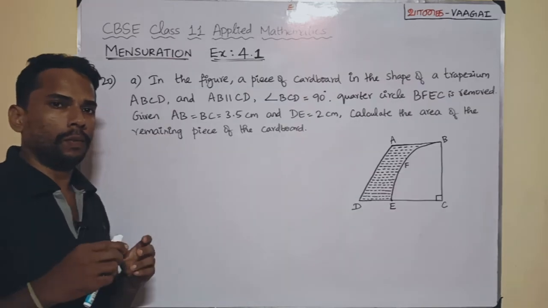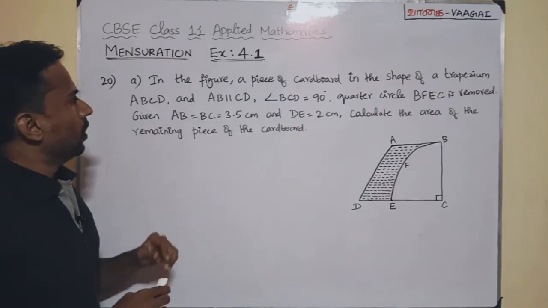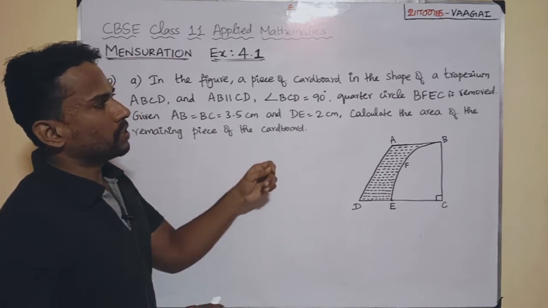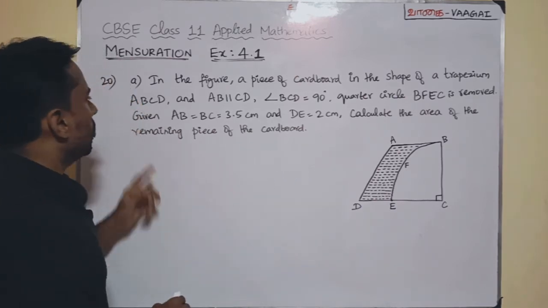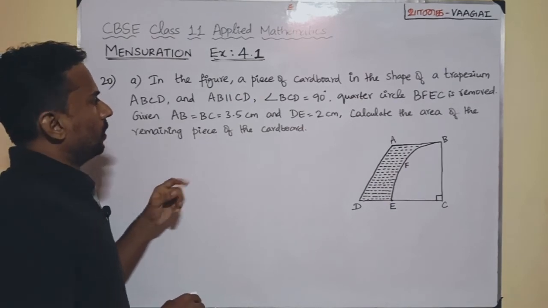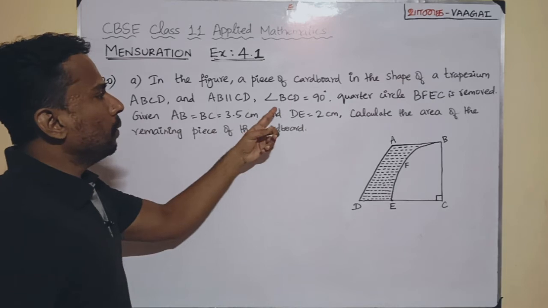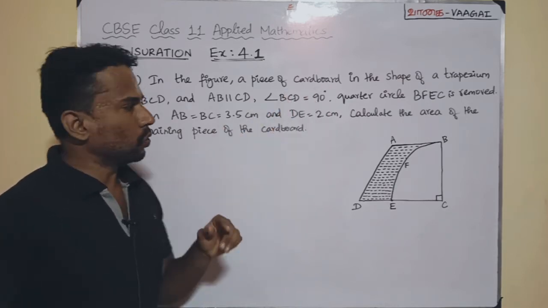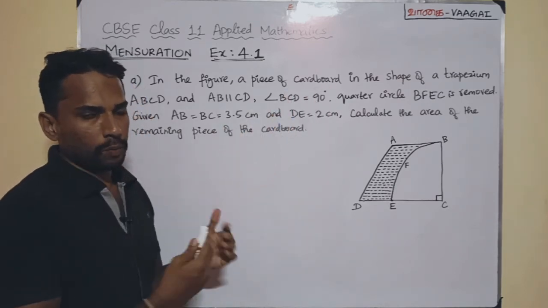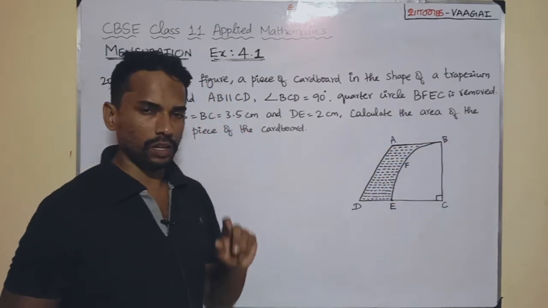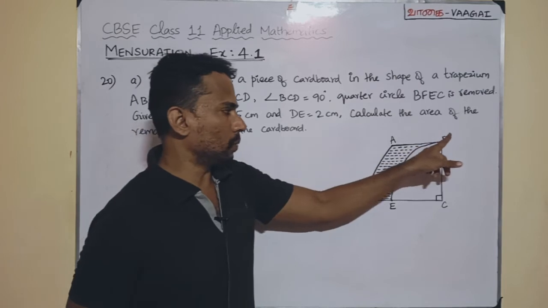We have question number 20, subdivision A. In the given figure, a piece of cardboard in the shape of a trapezium ABCD, and given AB is parallel to CD, and angle BCD is equal to 90 degrees. So these are given information about this trapezium ABCD. Now we'll have a look at this in the given figure. Now this is the trapezium ABCD.